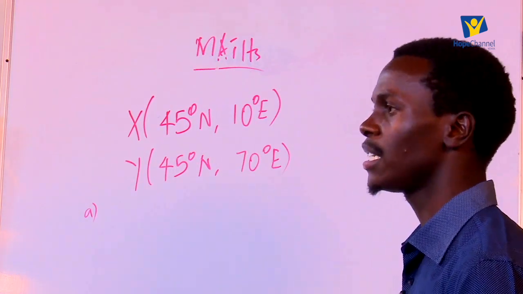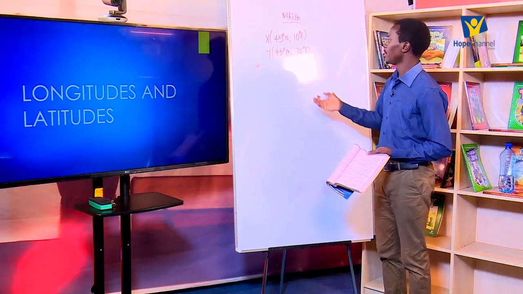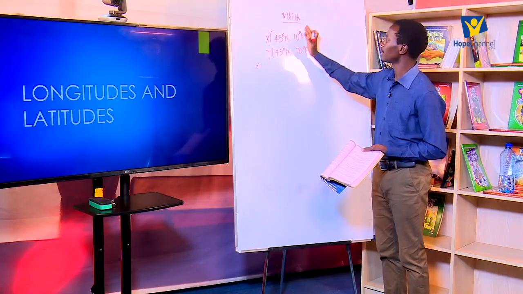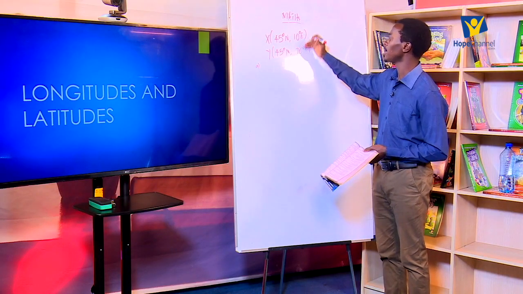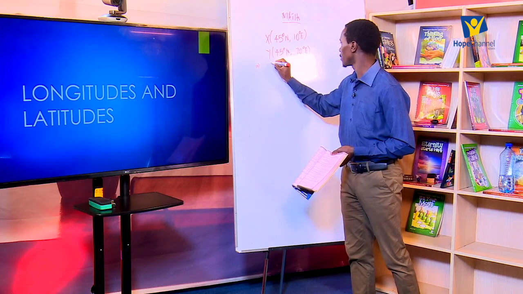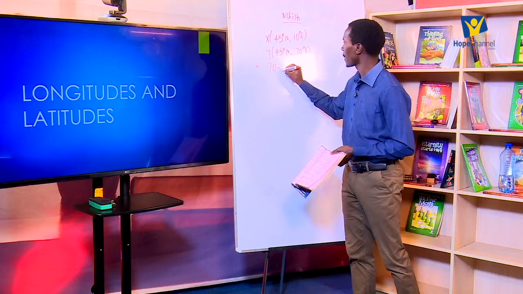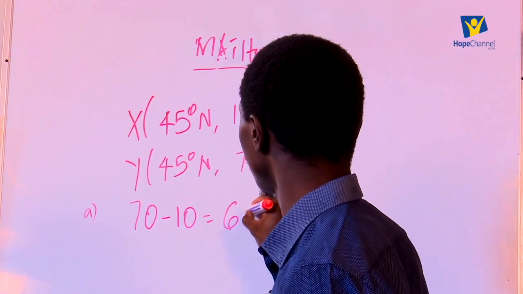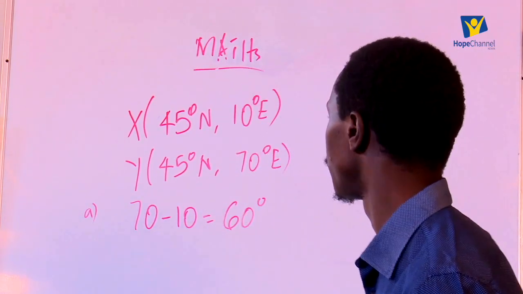Now that one is a very direct question, because we know these are the latitudes and the other one is the longitude. So basically we're going to subtract. So it is the bigger, subtract the smaller one from the bigger one. So it is 70 minus 10. That gives us 60 degrees.